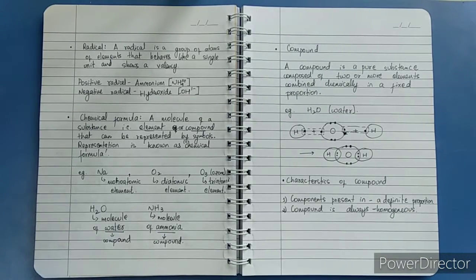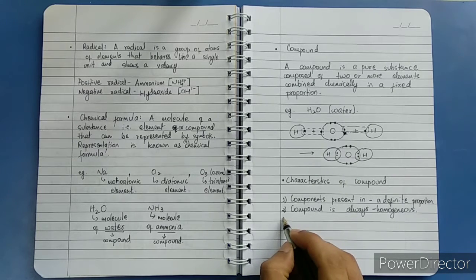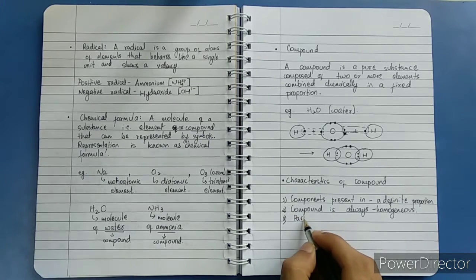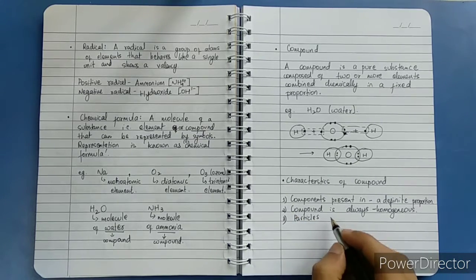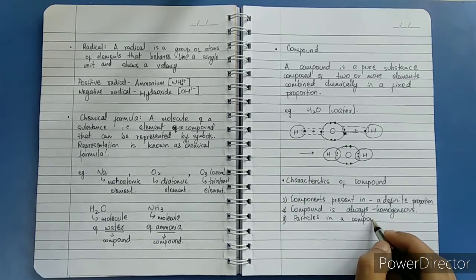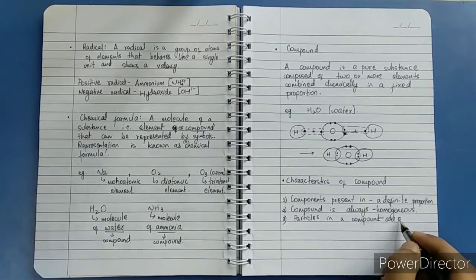Throughout the solution, wherever you take any sample, that sample will always be homogeneous. The constitution will always be the same throughout the whole solution. So a compound is always homogeneous. The third characteristic is that particles in a compound are of one kind.